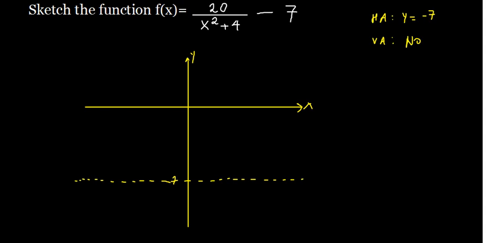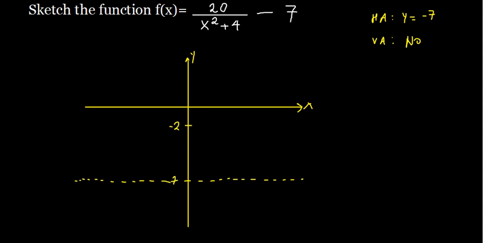So then, what is going to be the value of y when the denominator is smallest? x is 0, so we're going to have 20 over 4, which is a 5. 5 minus 7 is going to give us −2. So that is how far we are going to be able to go, −2. Let me put −2 here. This is how far the function is going to be able to go.